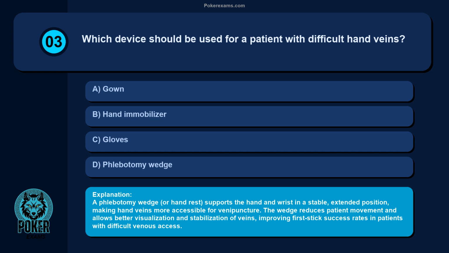A phlebotomy wedge, or hand rest, supports the hand and wrist in a stable, extended position, making hand veins more accessible for venipuncture. The wedge reduces patient movement and allows better visualization and stabilization of veins, improving first stick success rates in patients with difficult venous access.